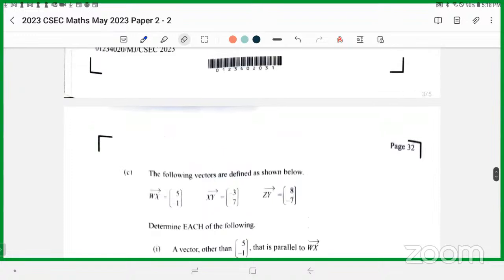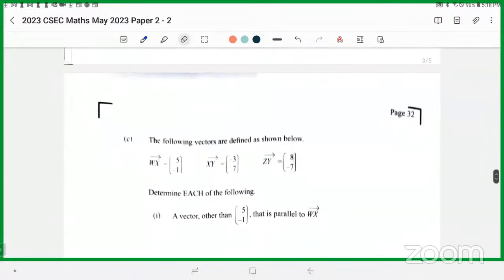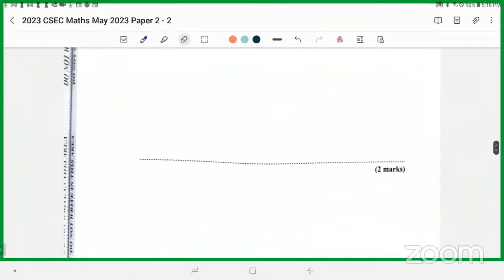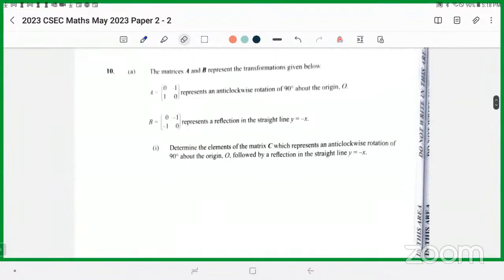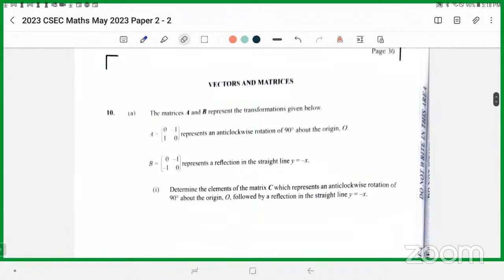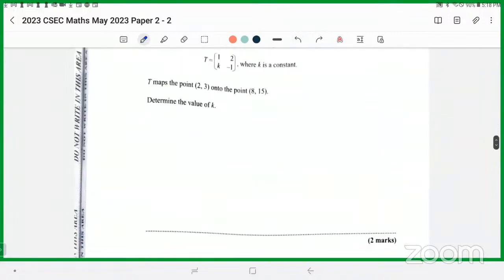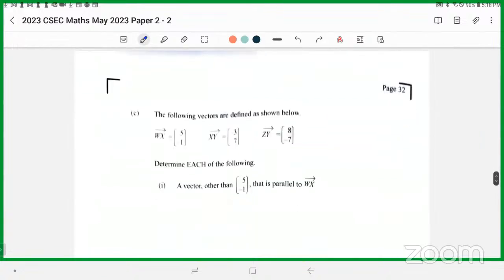So this is the 2023 paper, the vectors questions, always in section 2. Always in section 2, and it's the last question. Either it's part A or part B of the last question. See, vectors and matrices. And the vectors on this paper happen to be the very last question on the paper.